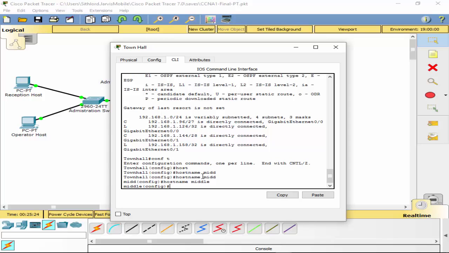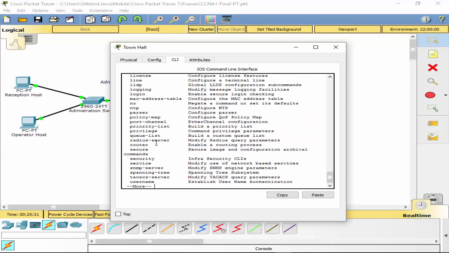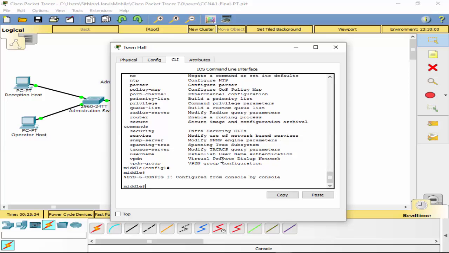If you ever wonder how I'm getting these commands to finish, that's me pressing tab. You will also see me doing question mark, just a help command telling me what commands I can issue at a certain instance.